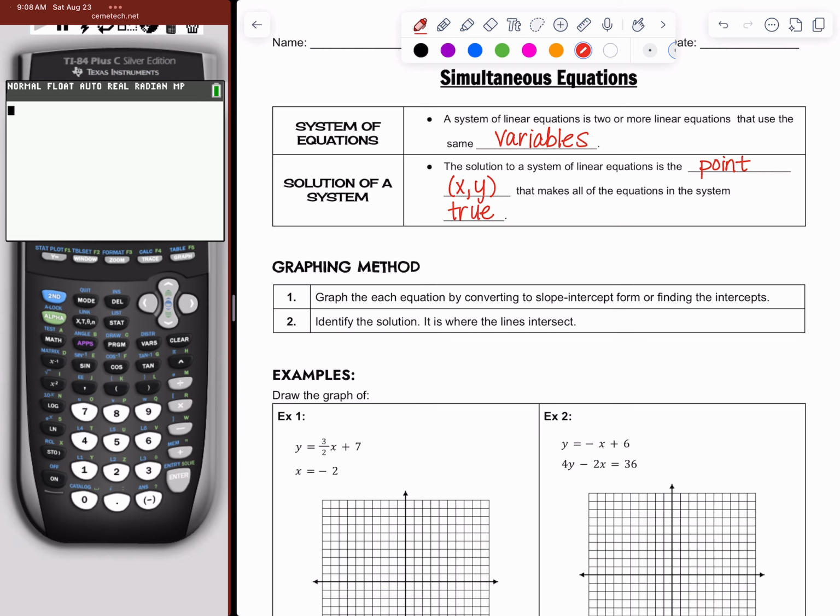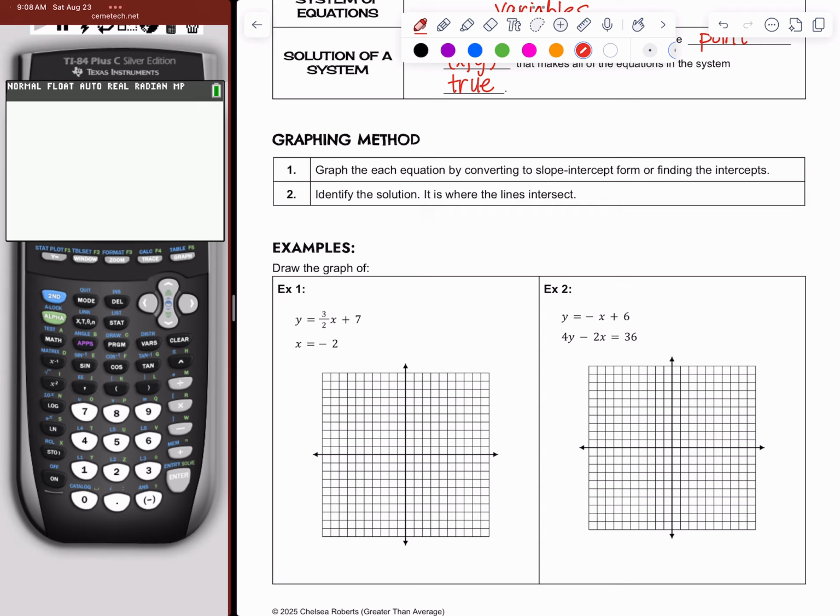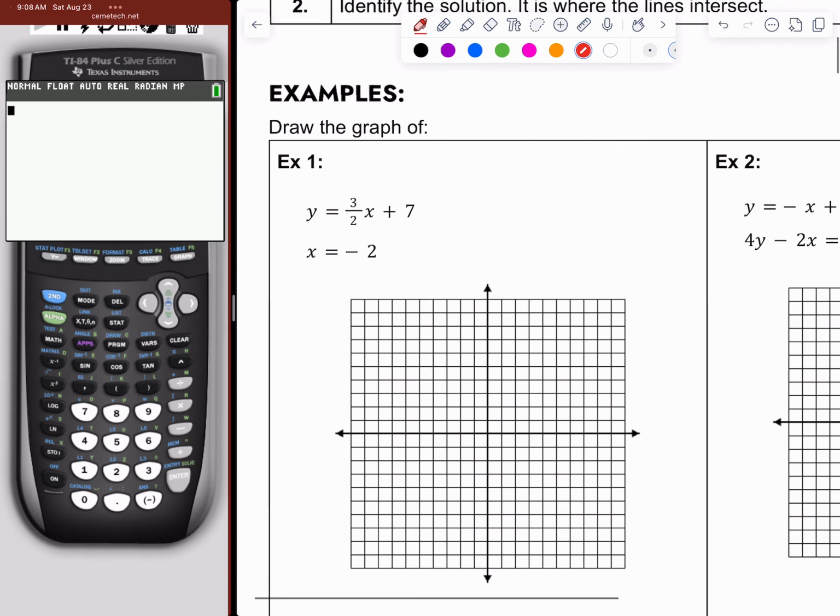So let's look at the first method, the graphing method. The first step is to graph each equation by using slope-intercept, gradient-intercept form, or finding the intercepts. That's up to you how you graph the line. The second step is that you're going to identify the solution is where the lines touch, or where they cross and intersect. So let's look at example one.